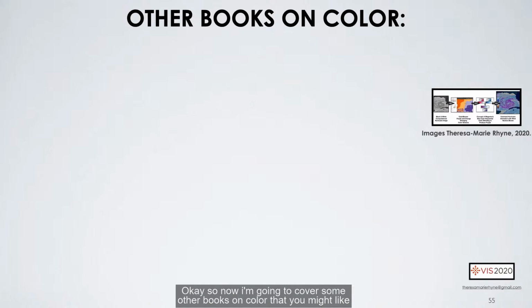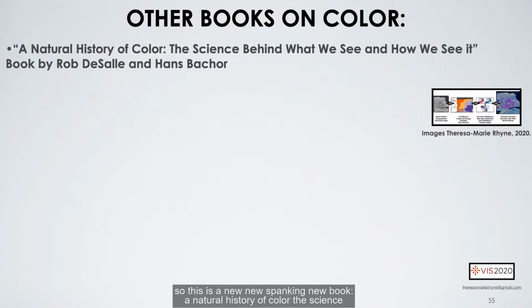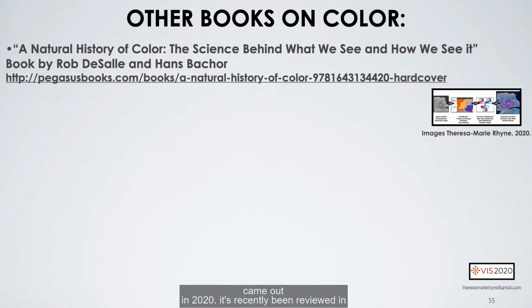Okay, so now I'm going to cover some other books on color that you might like. So this is a spanking new one, A Natural History of Color: The Science Behind What We See and How We See It. It is a terrific book. It just came out in 2020. It's recently been reviewed in the last, I'm talking about, two or three months. And you might like it. If you really love color science, I think you might really like this history. I think it's very fascinating.